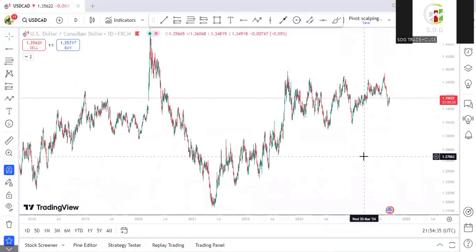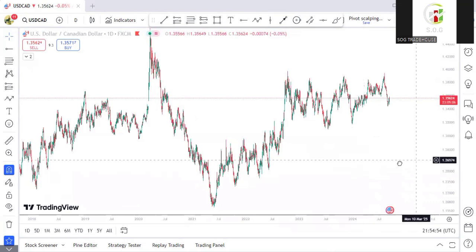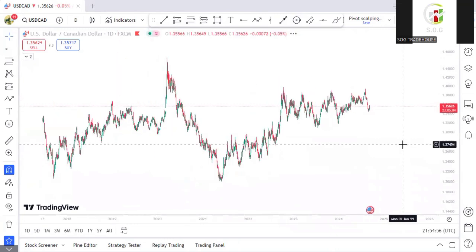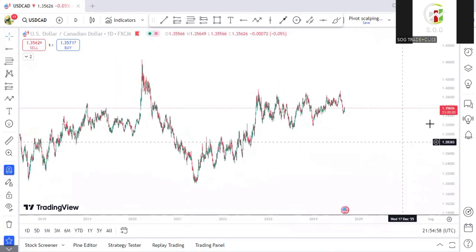So basically, the daily time frame is for you to get the bigger picture of the market, to know the overall move of the market, where the market is coming from and where the market is going to. And the 4 hour time frame is for you to get the trend of the market, to know what the market is currently doing. And the 1 hour time frame, we use for our entry.